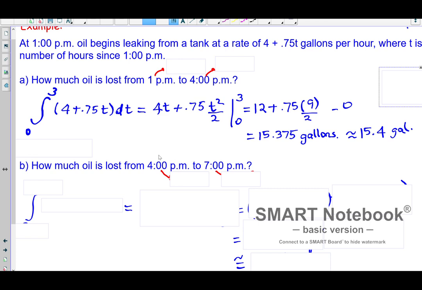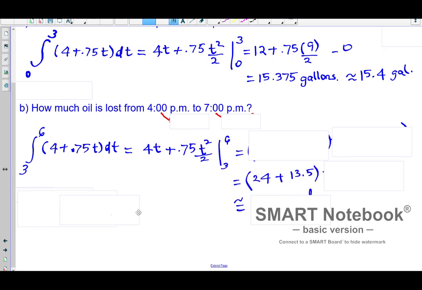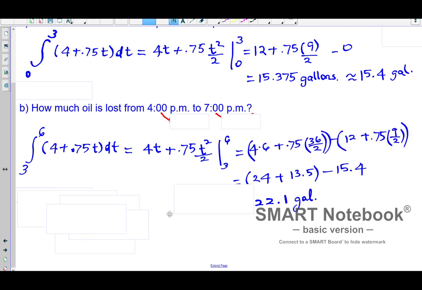So when t equals 3 to t equals 6, we need to integrate this from 3 to 6. Same exact problem, but integrated from 3 to 6. Please do it, and I'll show you the final answer there for you to check later on: 22.1 gallons. We're just plugging a 6 everywhere we see a t, and then plugging a 3 everywhere we see a t, and don't forget the subtraction sign in the middle, and then we just simplify.